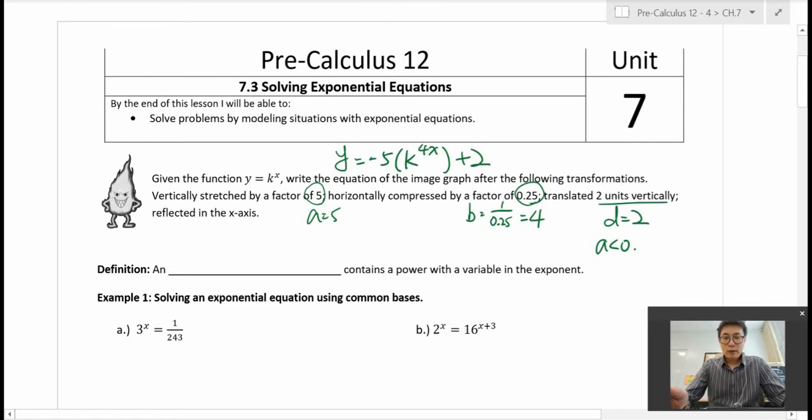Okay, so that's what we did last time, right? Remember, usually there's a value of c as well, which is horizontal movement. But not in this question right here. So that's what we did last time.